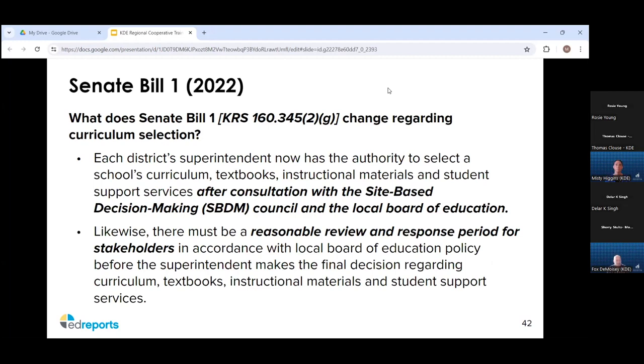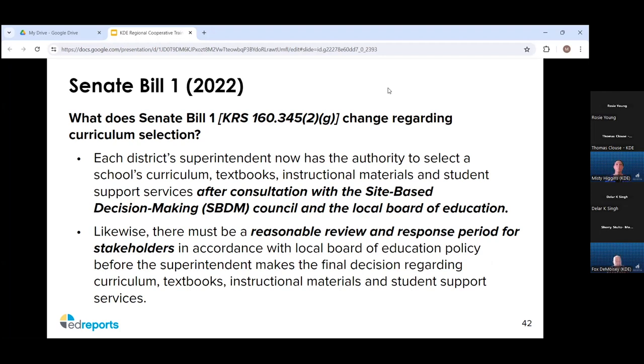So before we get into tools to support the HQIR adoption process, as I'm sure you're aware, Senate Bill 1 from 2022 was passed into law, and a big impact of that was shifting responsibility for developing the curriculum and selecting instructional resources from the site-based decision-making council to the local superintendent. So when you look at the language of the law, this work is to be done, and this is important, in consultation with each school's SBDM and the local board of education.